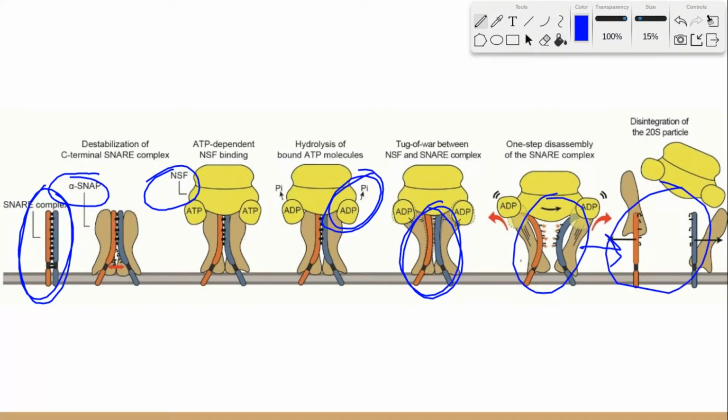And so if you don't have this NSF or alpha SNAP protein, you just see aggregated snare complexes all along the presynaptic membrane because they can't be pulled apart. So this is a very important process to disaggregate the snare proteins for continued vesicle fusion.